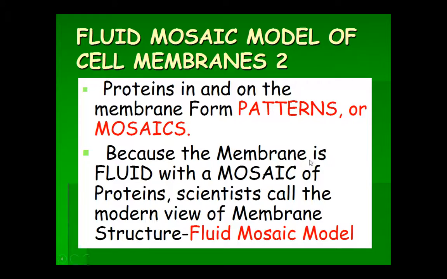The patterns that can start to emerge are called mosaics. That's why what the cell looks like on the outside is called fluid, because it moves a lot and it's got patterns, or mosaics: the fluid mosaic model.